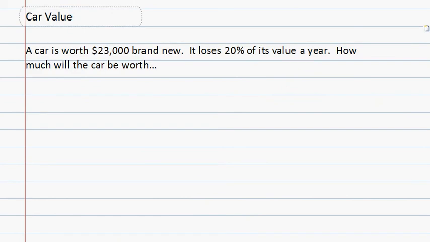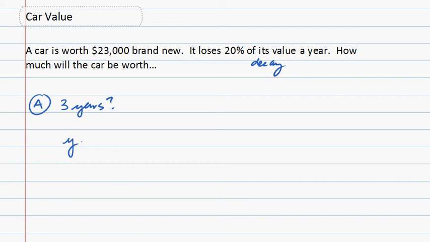Alright, another example, like car values. A car is worth 23,000 brand new. It loses 20% of its value a year. This means it is going to be decay. How much will the car be worth? And let's say, how much will it be worth after 3 years?